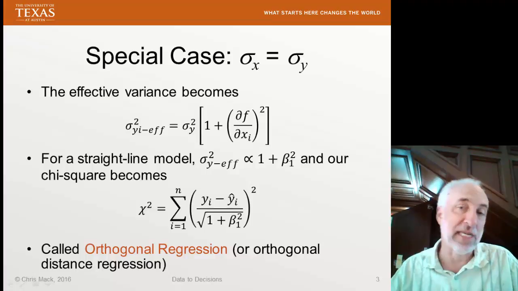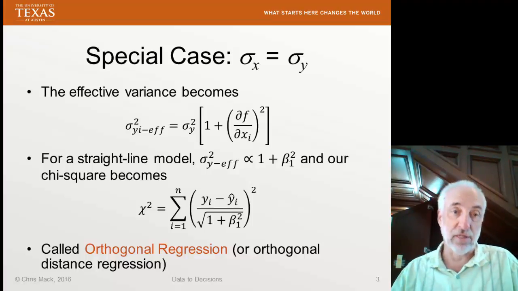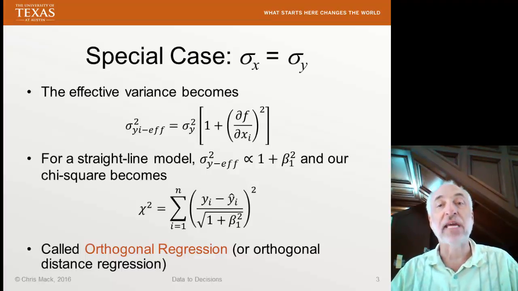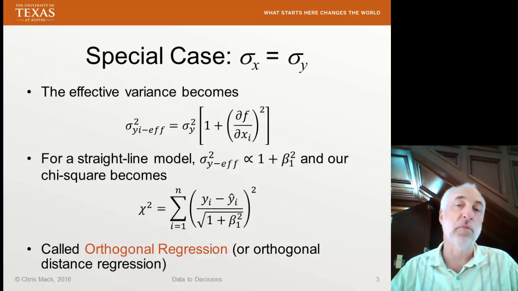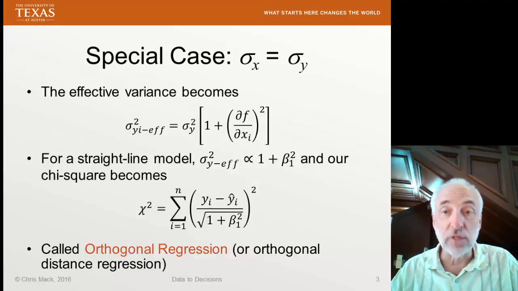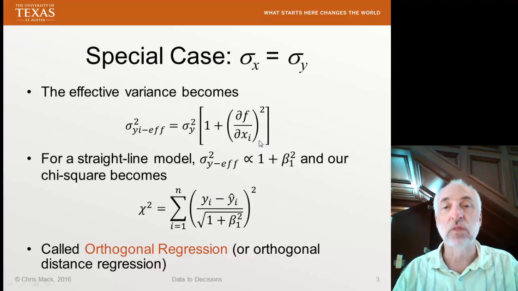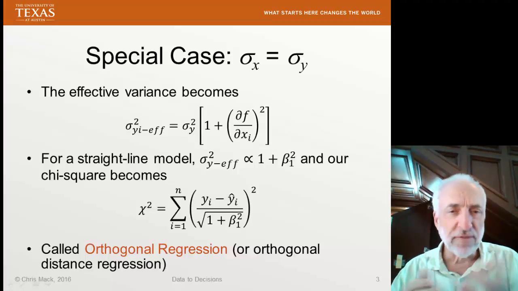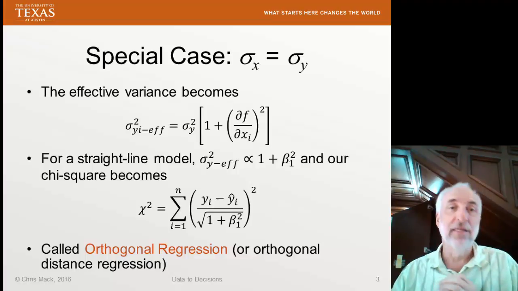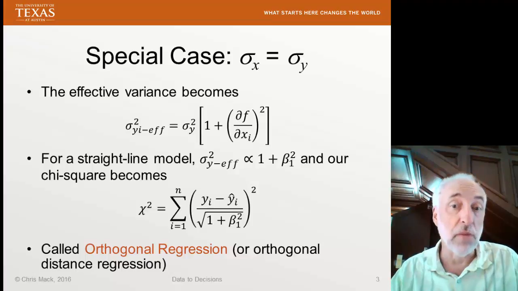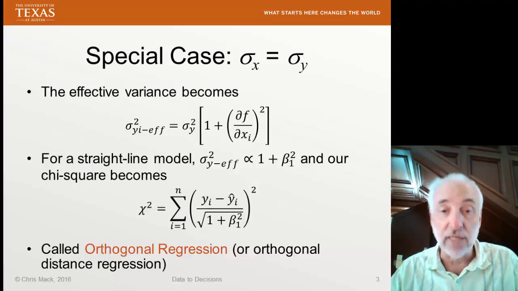If the slope happens to be constant as a function of xi, that is, we have a straight line model, single slope, then we have a constant effective variance. It's proportional to 1 plus the true value of the slope quantity squared. And so I can use 1 over that as my weighting, and the chi-square becomes this. Well, if the weighting is a constant, then it doesn't really matter, right? A constant weight produces the same best regression result as a non-constant weight.